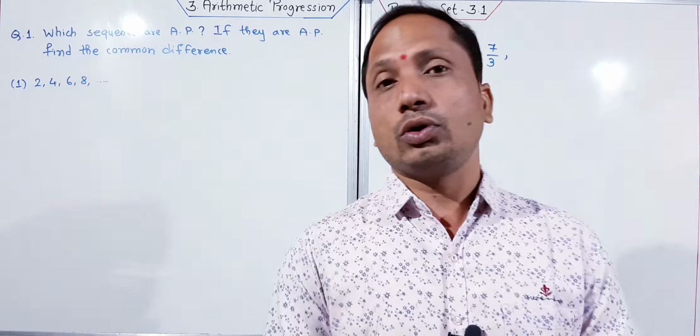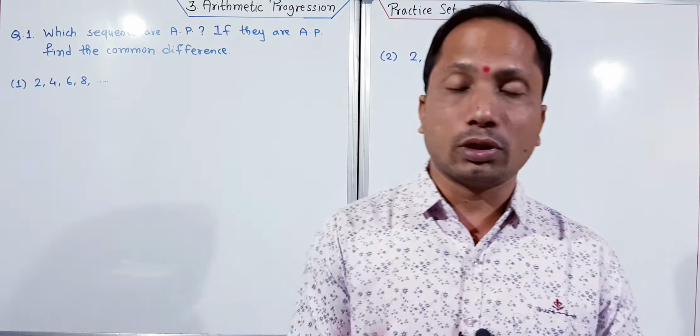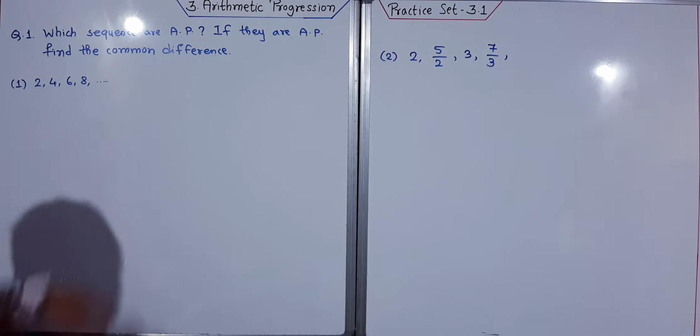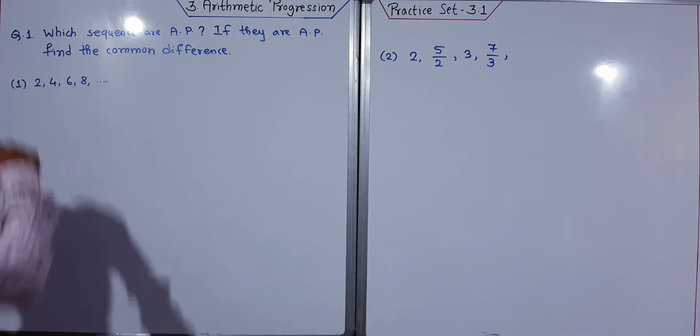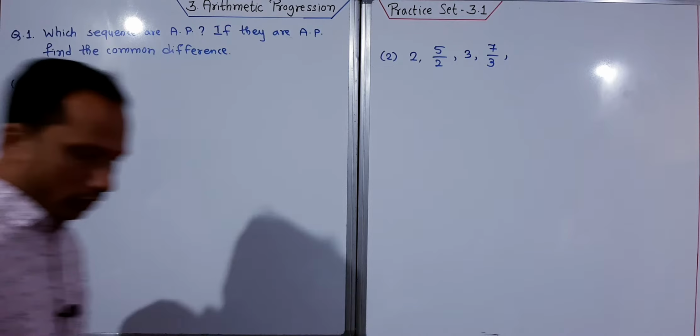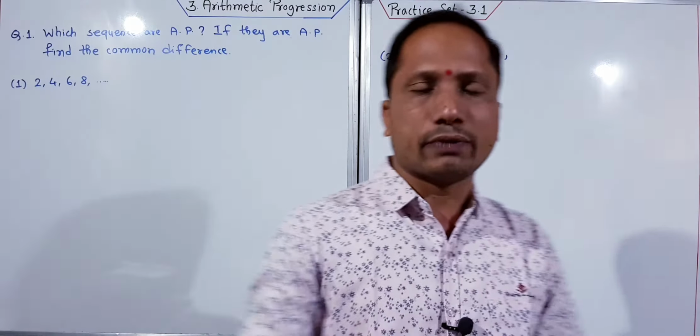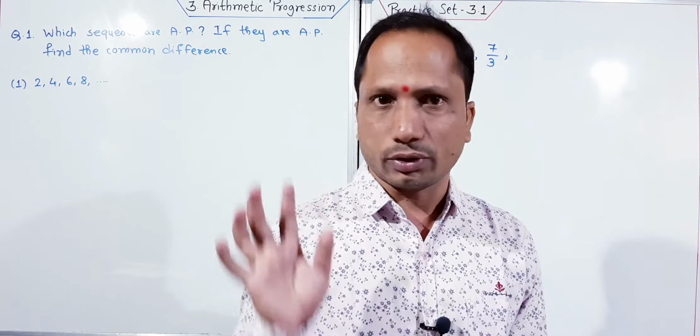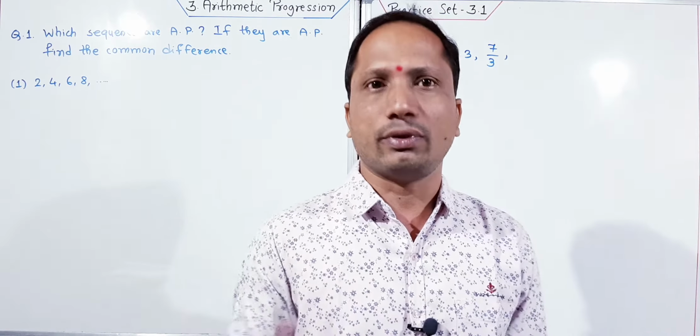I'm going to complete your whole syllabus as early as possible. Okay, so let's start from question number 1. Which given sequences are AP? If they are AP, find the common difference. Whenever we are asked which given sequence is an AP, we have to first find out the common difference between the given consecutive terms. Then only we will decide whether the given sequence is an AP or not.